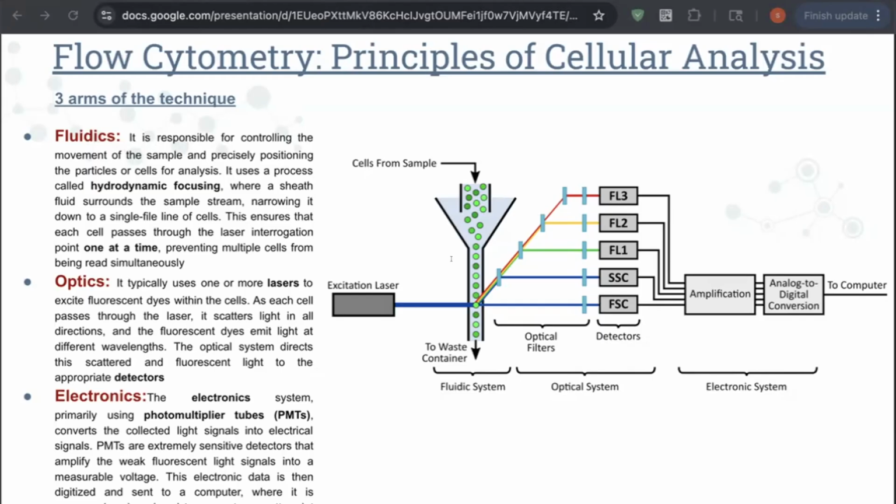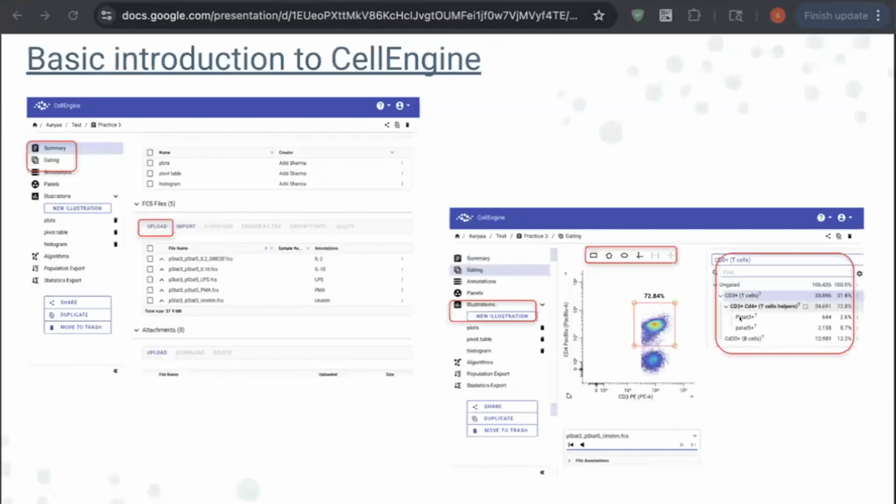Finally, the electronic system translates the light signals to digital data, which uses highly sensitive detectors like photomultiplier tubes, also known as PMTs, to convert the weak light signals into electrical pulses. This electronic data is then sent to a computer where it's processed and displayed as a scatter plot or a histogram for analysis.